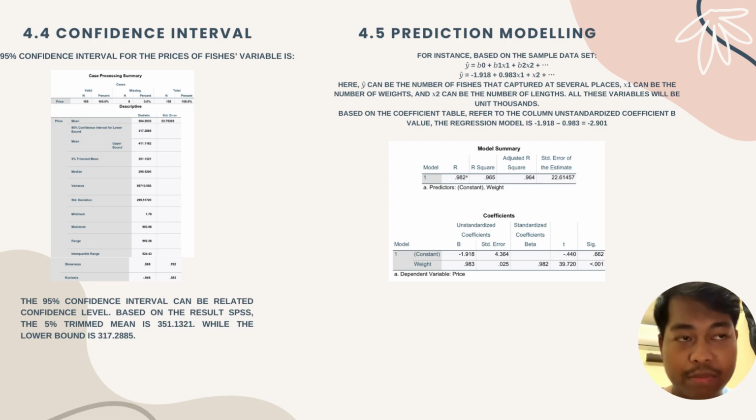Next part is prediction modeling. Based on the sample data set, the formula is below, and here y can be the number of fishes captured at several places, x1 can be the weight, and x2 can be the length. All these variables will be in units of thousands. Based on the coefficient table, refer to the column under unstandardized coefficient B value. The regression model is 1.918 minus 0.983 equal to 2901.